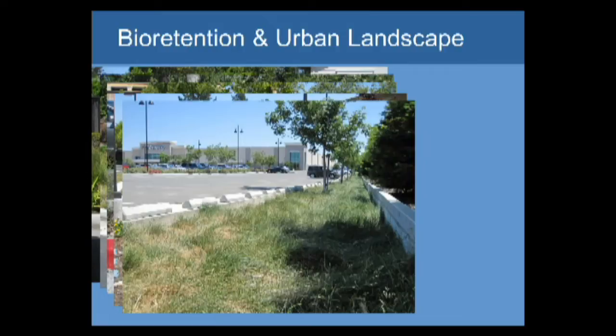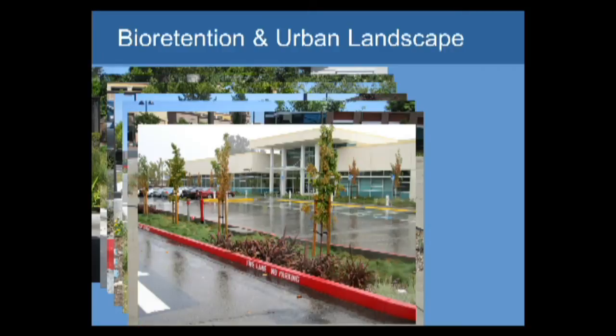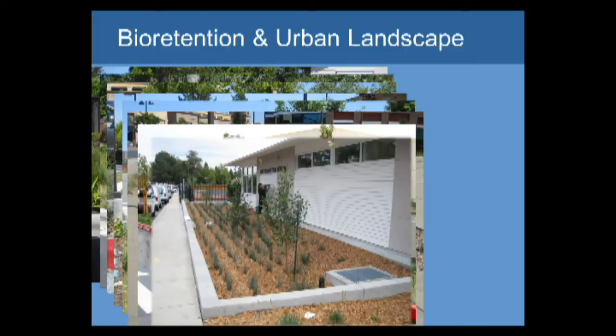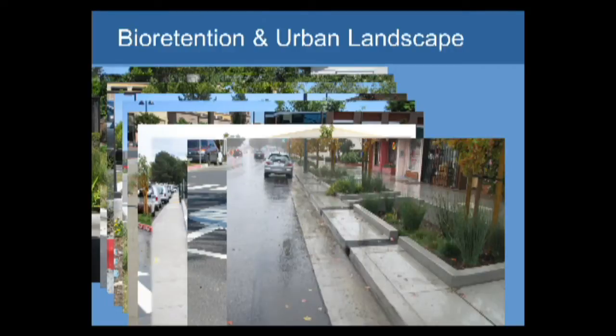And what I want to point out here is that all of these have the same basic cross-section underneath, but you can make them look all kinds of different ways depending on where you are and what you want it to look like. So you can use it as a median in a parking lot. You can use it as a feature in a plaza. You can use it as a foreground to a building. You can use it as a feature in a curb extension as part of a traffic calming project.